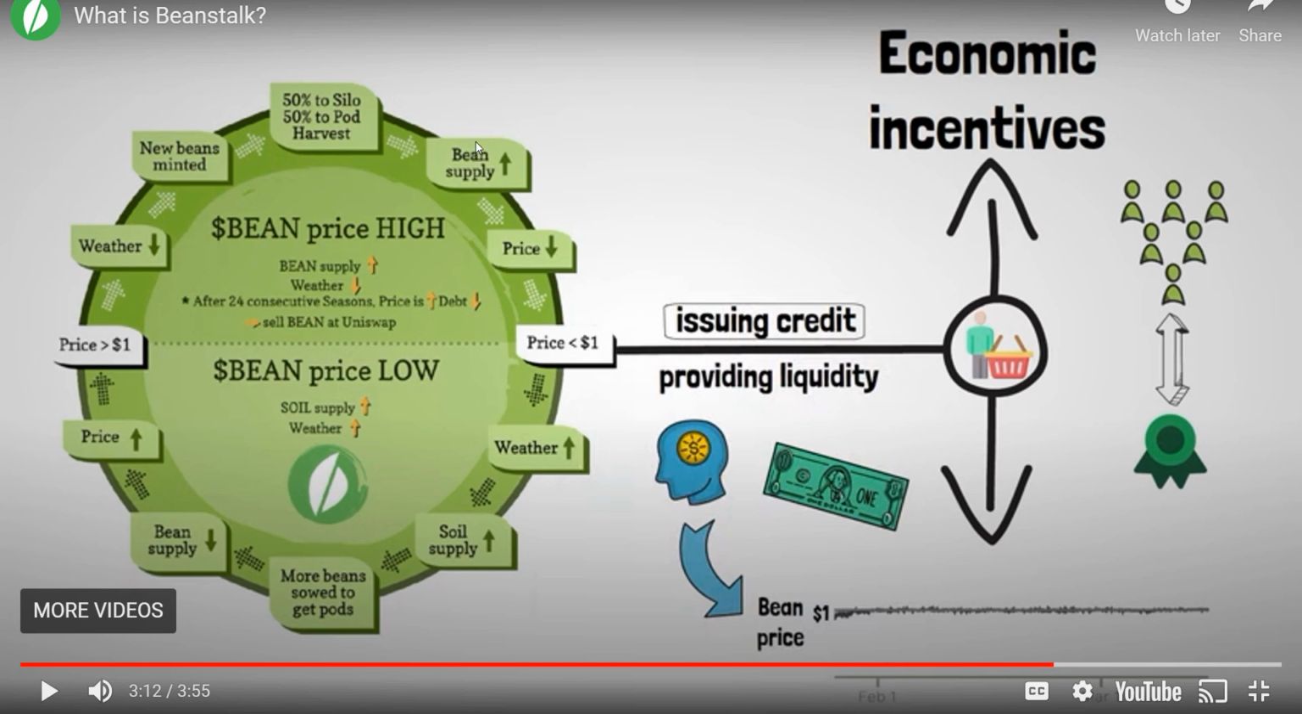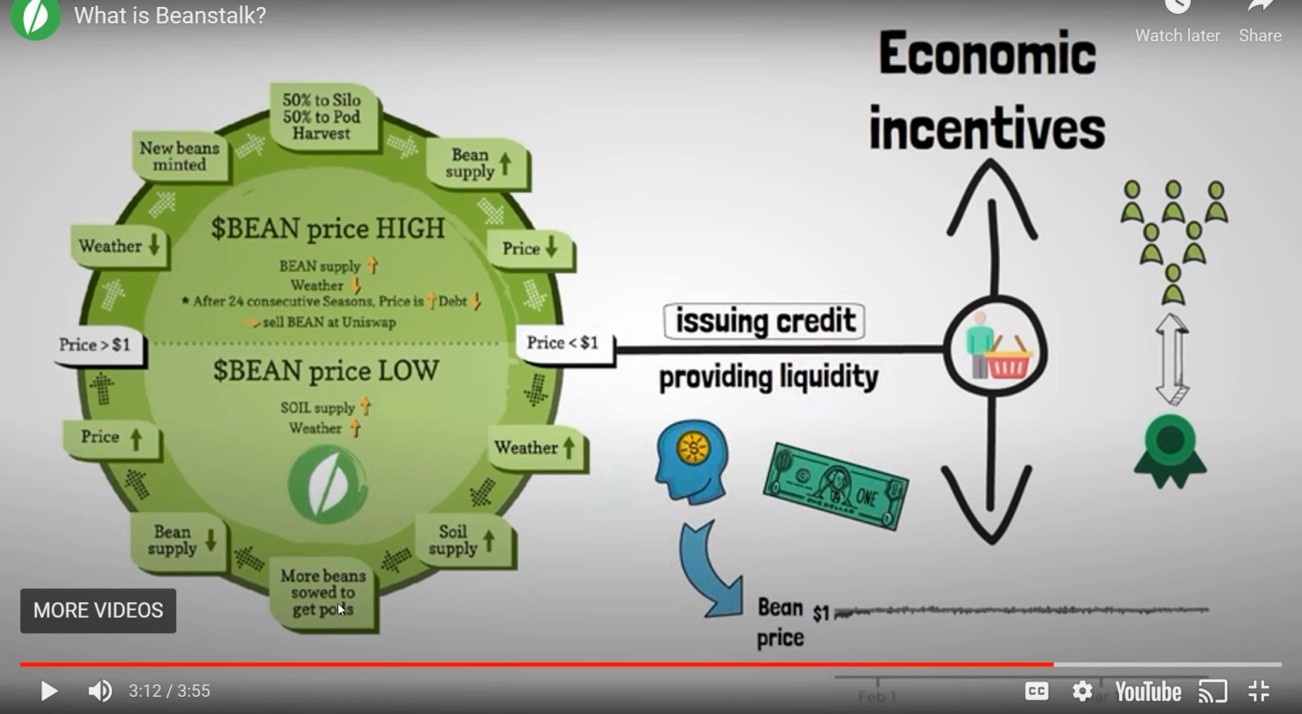The bean supply has been increased. The price will go down because invariably some people will sell. Once the price is less than $1, interest rates go back up to encourage people to want to lend to the protocol. Soil goes up. So at the end of an epoch, basically there's soil there so people can lend or they can buy bean pods. They can lend to the protocol.